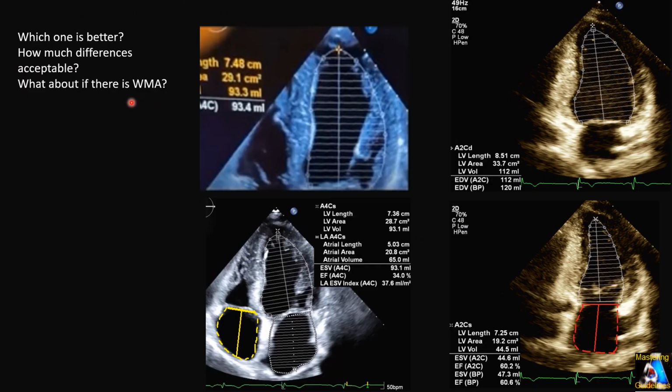Hi everyone, here is another important, common, and many times confusing topic: why do we have differences in volume and ejection fraction measurement in apical 4 and apical 2, and how much difference is acceptable? What about situations where we have wall motion abnormality? And in those cases where the discrepancy is too much and not acceptable, what options do we have and what should we do? Now let's see the explanation for them.